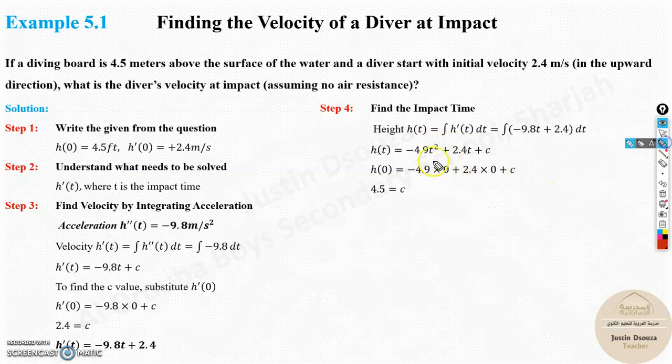Anything that is having t will cancel. This cancels. It's 0, 0. 0 plus 0 is 0. c is equal to h of 0, that is 4.5. Next, h of t equals minus 4.9 t square plus 2.4 t, but the c value we found out is 4.5.